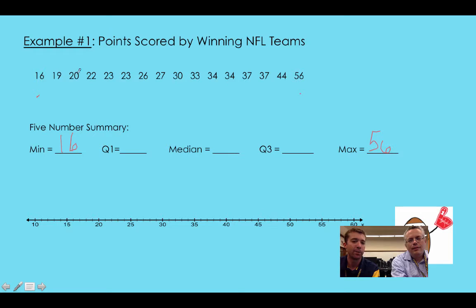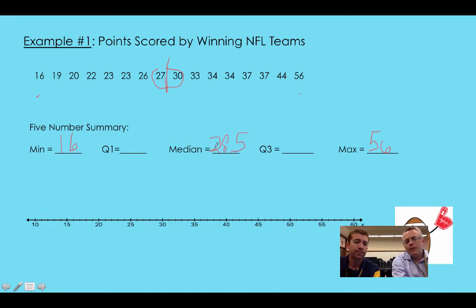Here we have 1, 2, 3, 4, 5, 6, 7, 8, 9, 10, 11, 12, 13, 14, 15, 16 numbers. When we have an even number, we have to remember we find the median by the average of the middle 2 numbers. So 1, 2, 3, 4, 5, 6, 7, 8. Let's draw a line right between those. The median line is right between those 2 numbers. So 27 and 30 would be 57, so it looks like 28 and a half. Yeah, 28.5.